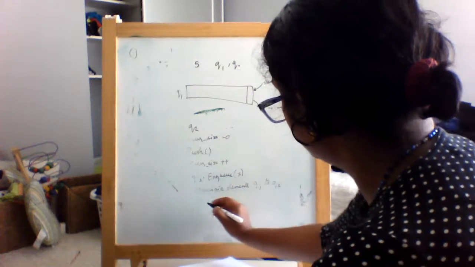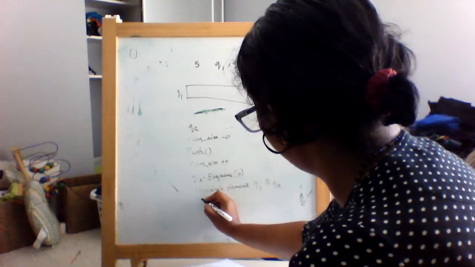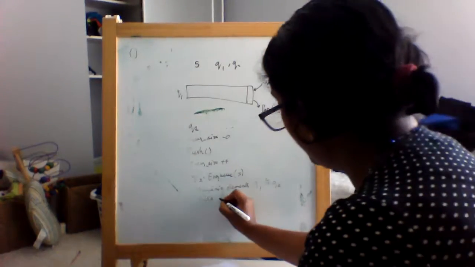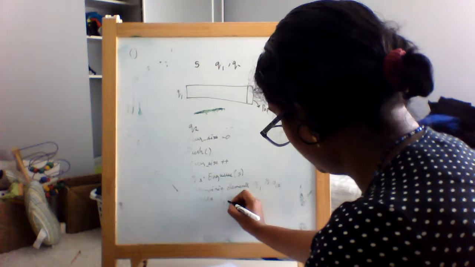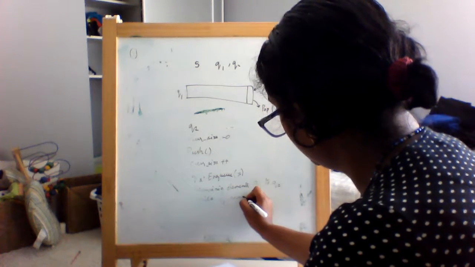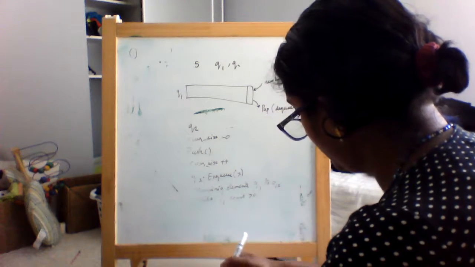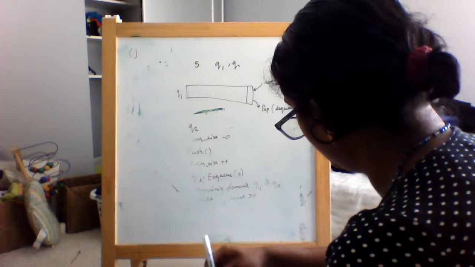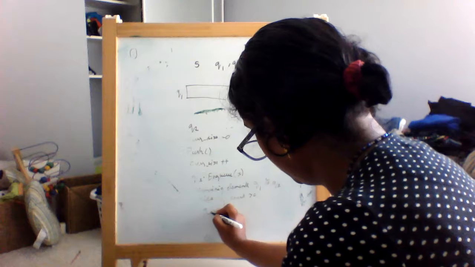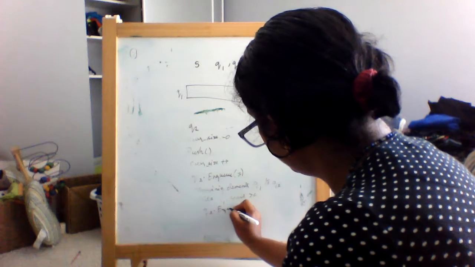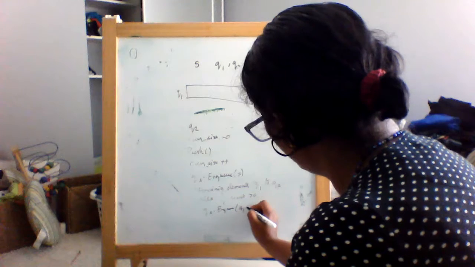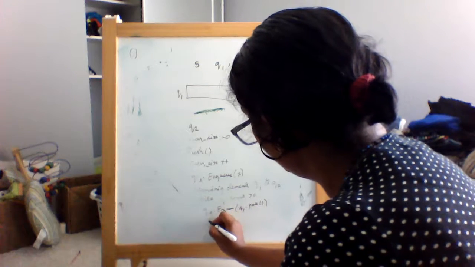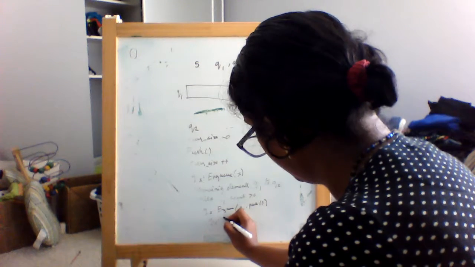While doing this, first we check a condition: while Q1.count is greater than 0, we do Q2.NQ of Q1.peek, and then we do DQ of Q1.